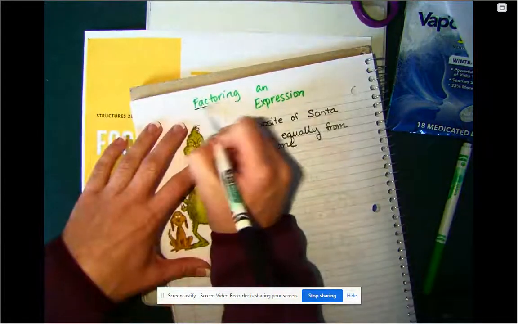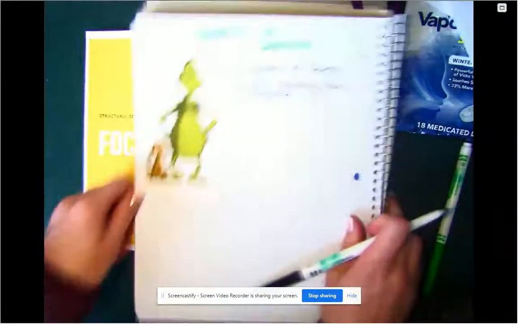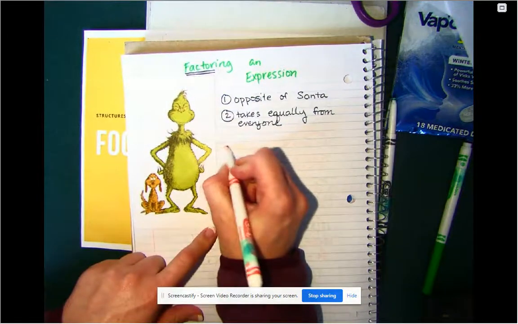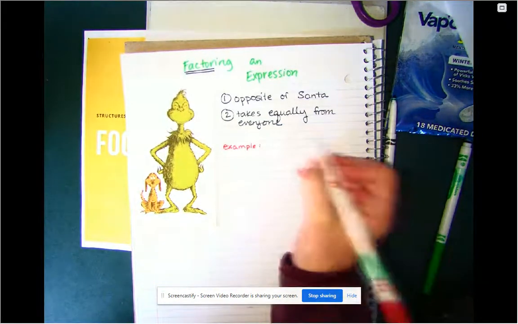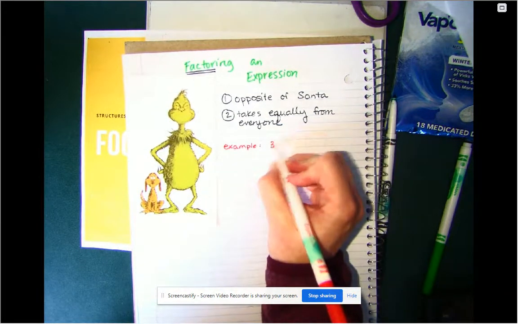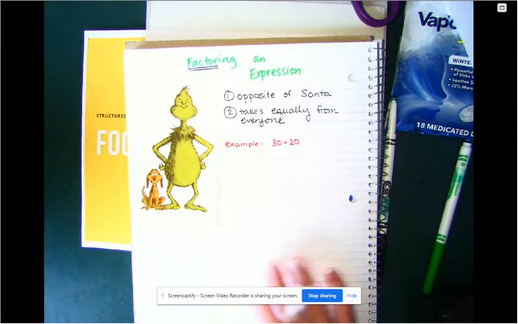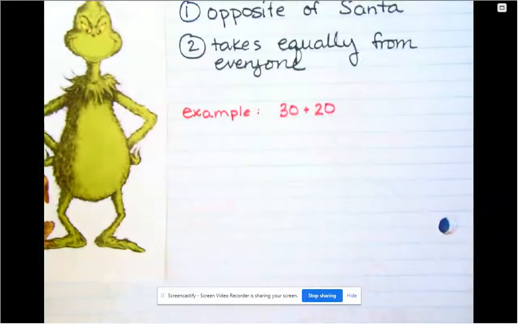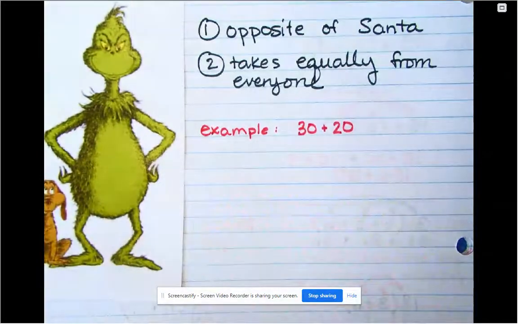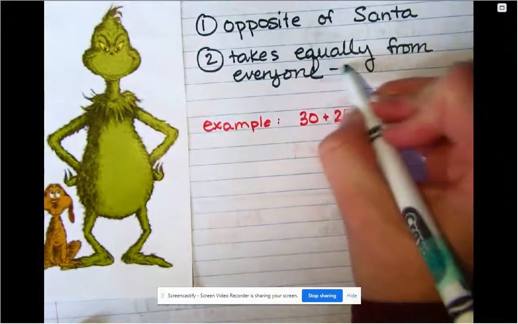So factoring an expression, first of all, the word factor should bring to mind a lot of things, right? It's the same kind of factor. So if we do an example, let's say we had the expression 30 plus 20. Now, yes, you could probably solve that and say, hey, 30 plus 20 is 50, but let's pretend we're not doing that. And we want to Grinchify it. So the Grinch takes as much as he possibly can. He's greedy.